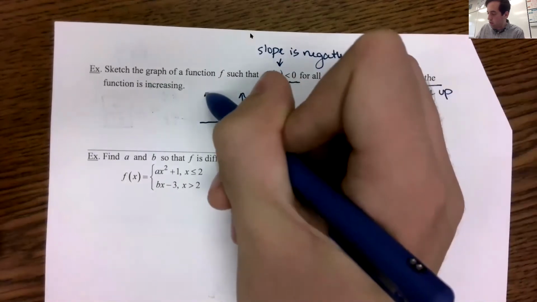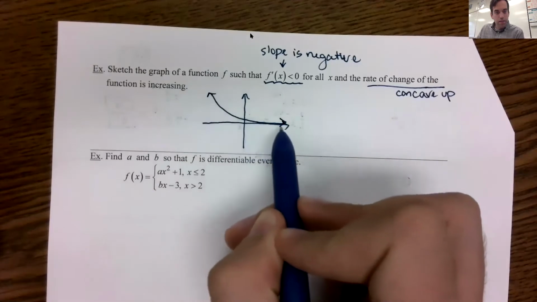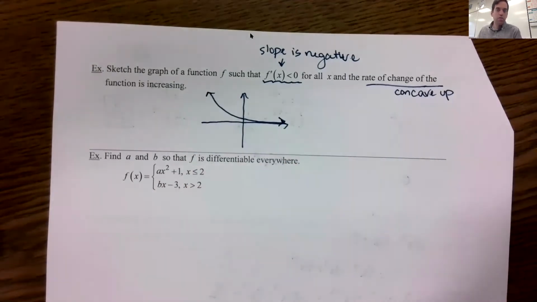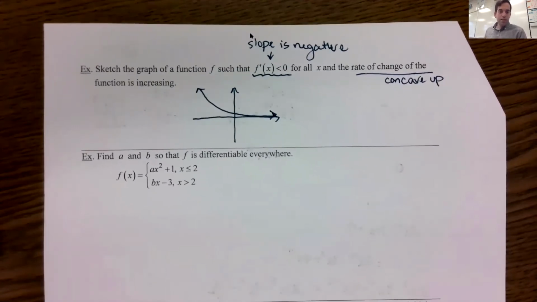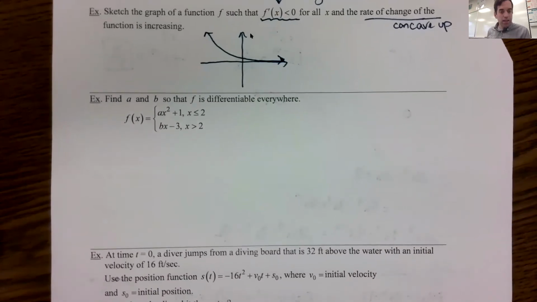The easiest way to do that is to think of it as having a horizontal asymptote, because then it is still always concave up, but the slope's still also always negative. Hopefully that makes sense. We'll have loads more chances this year to look at graphs for concavity and slope, etc. But let's keep going. Next example, find a and b so that f is differentiable everywhere.